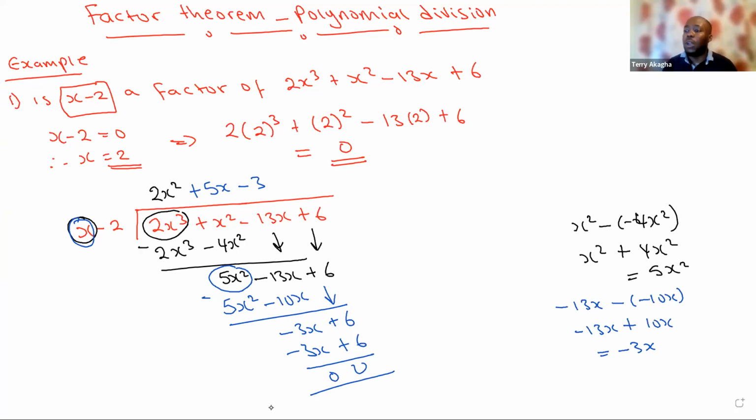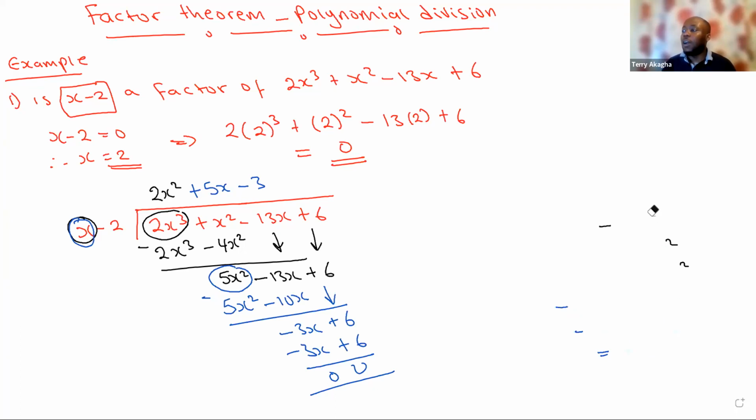A factor. So that means if this is a factor, when I multiply 2x squared plus 5x minus 3 by x minus 2, it's going to give me the original equation of 2x cubed plus x squared minus 13x plus 6. Okay? Then, if you want to, you can try to further factorize this as well.